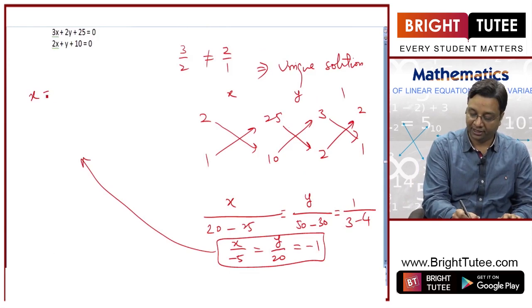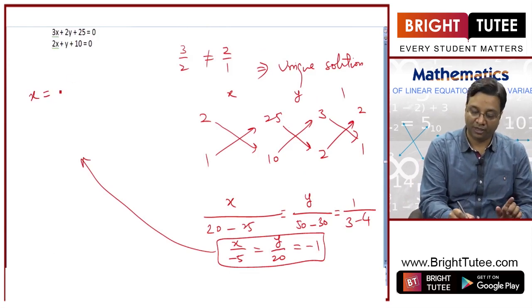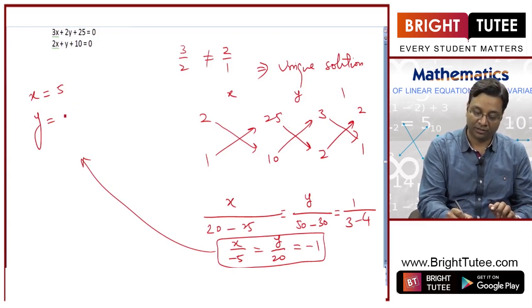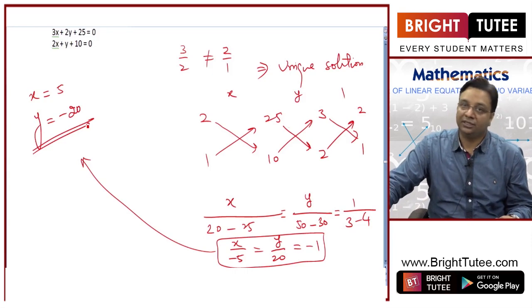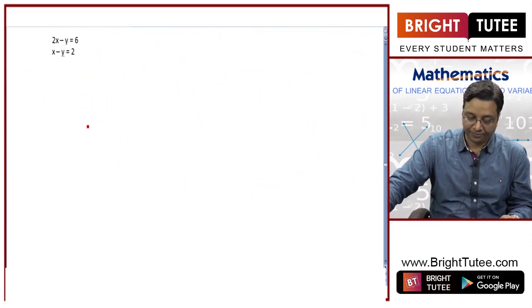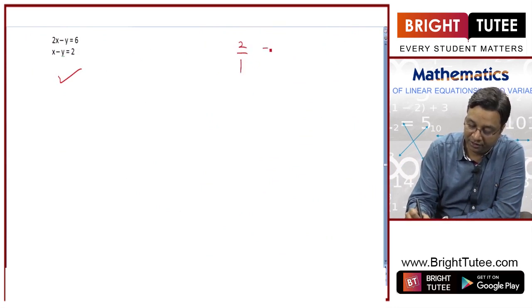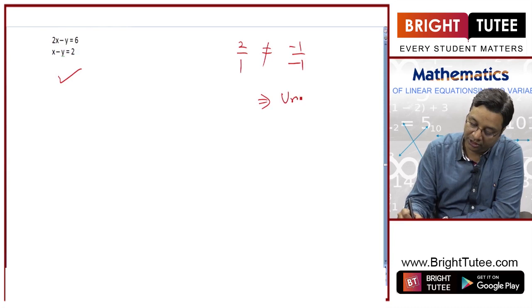What will be x? x will be equal to minus 5 into minus 1, that is 5. y will be equal to 20 into minus 1, that is minus 20. So, this is the solution. Now, in this equation clearly 2 by 1 is not equal to minus 1 by minus 1, hence unique solution.